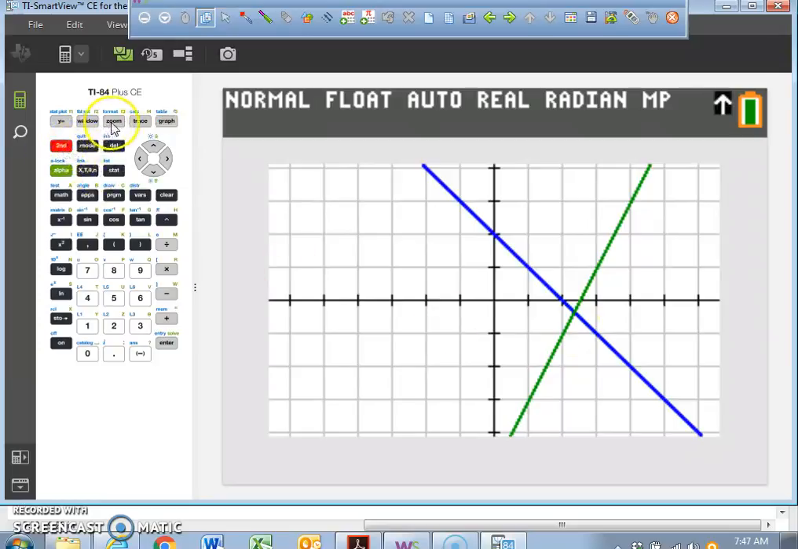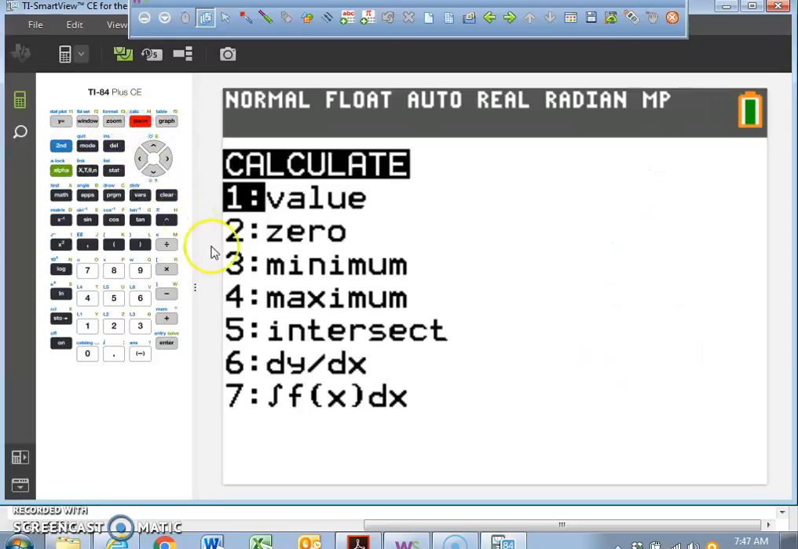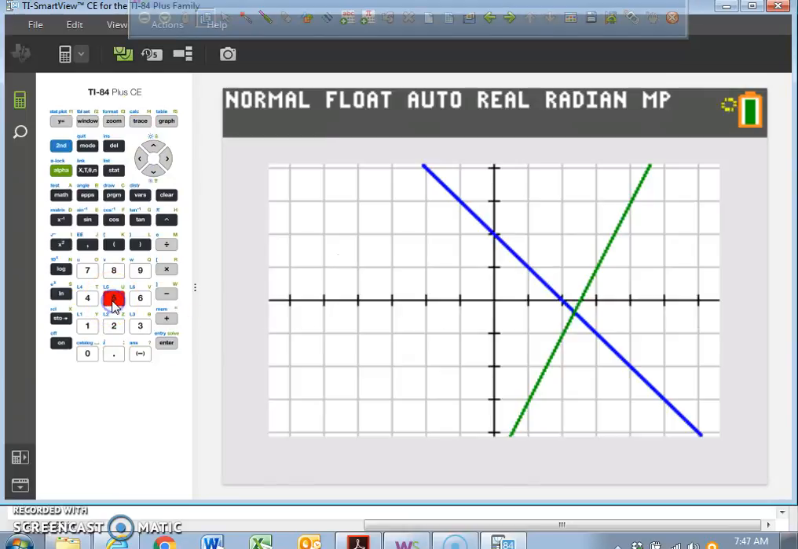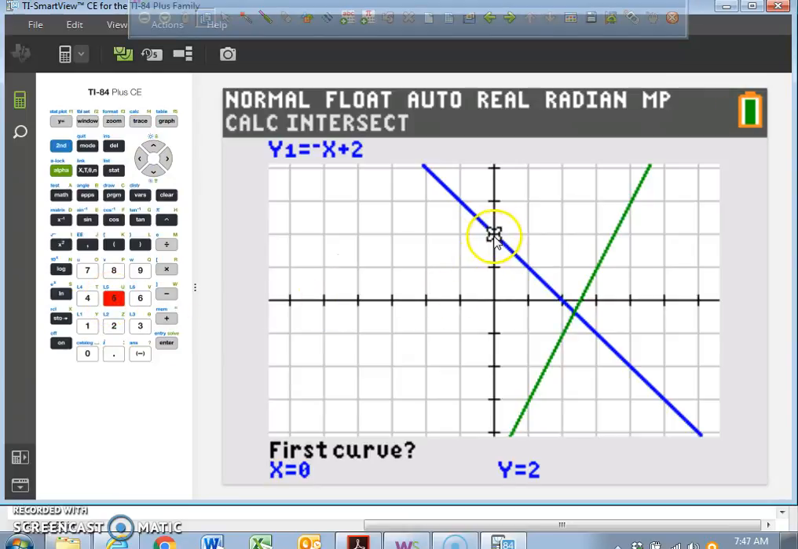Then you hit second, trace, and you go down to number 5 where it says intersect, and you press number 5. And you see how the cursor's on the blue line? You say, yeah, that's one line I want to find the intersection of. You press enter and it says, where's the other line? Ooh, the green line. I want to do it with the green line. I want to find where they intersect.